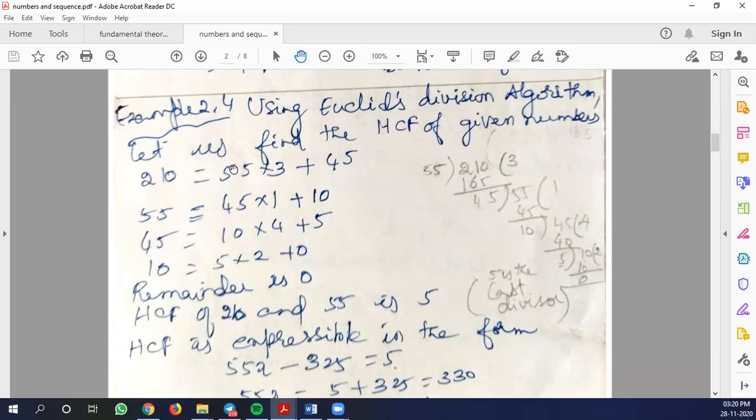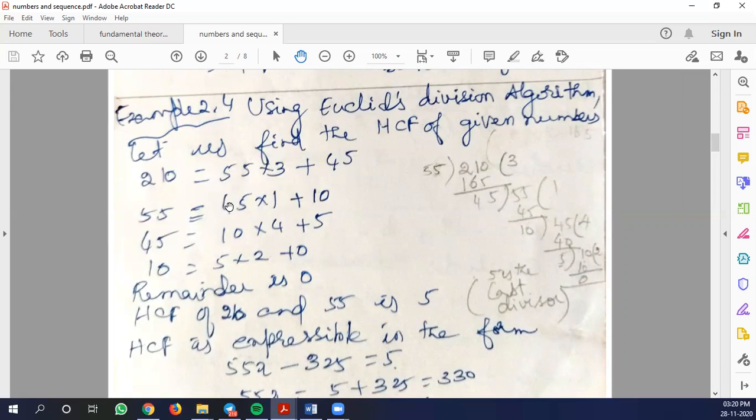Now, after that, what are you going to take? This 55, the divisor. So 55 is equal to, now what's the remainder here? 45. Yes, according to Euclid's lemma, a equals bq plus r, here this is the quotient and the remainder is 45. Now you have to take 55 and 45. Divide 55 by 45. How many times? 45 into 1 plus, what is the remainder? 55 minus 45 is 10.